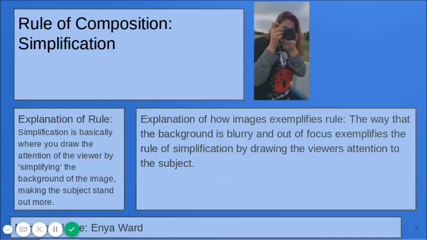Simplification is basically where you draw the attention of the viewer by simplifying the background of the image, making the subject stand out more. The way that the background is blurry and out of focus exemplifies the rule of simplification by drawing the viewer's attention to the subject.